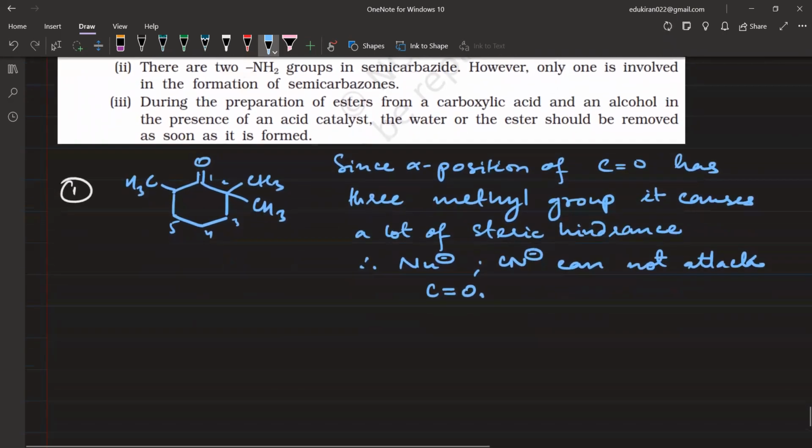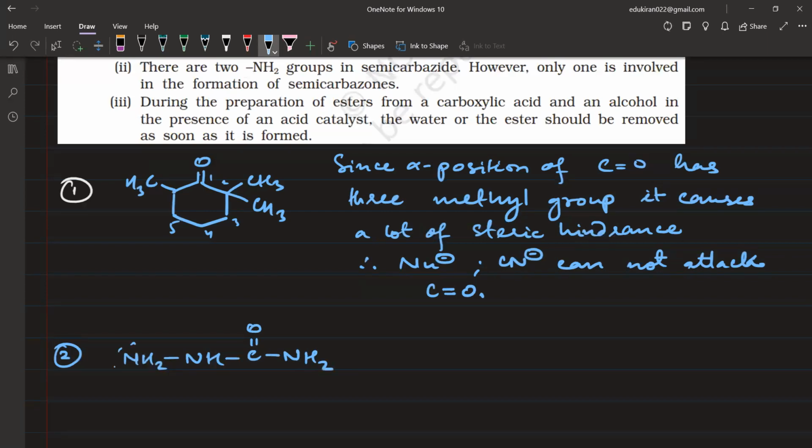Then you have the second question. There are two NH2 groups in semicarbazide. However, only one is involved in the formation of semicarbazones. So write the second one. What is semicarbazide? You have NH2, NH, C double bond O, NH2. So either this NH2 could be used in the formation of semicarbazone or this NH2.